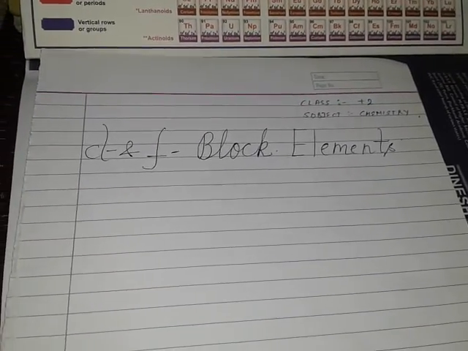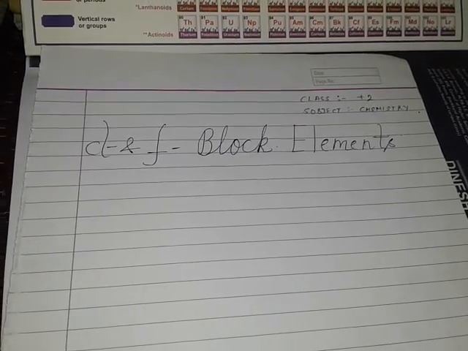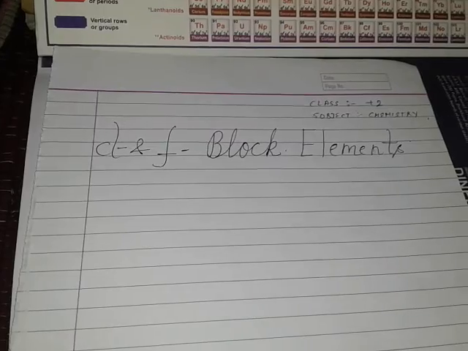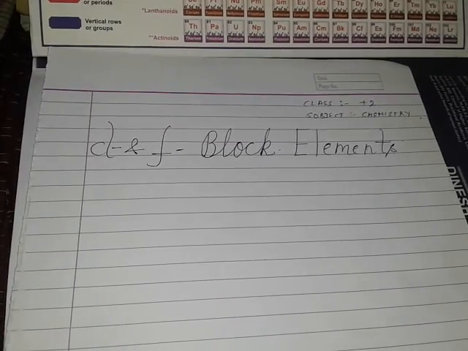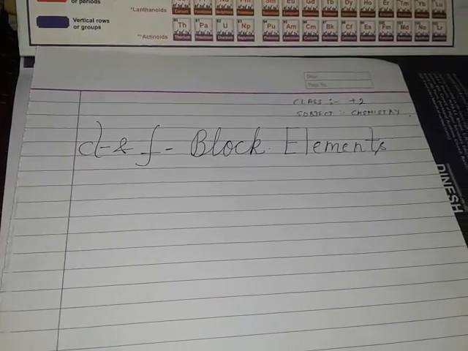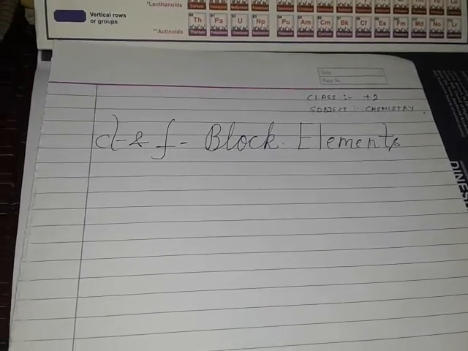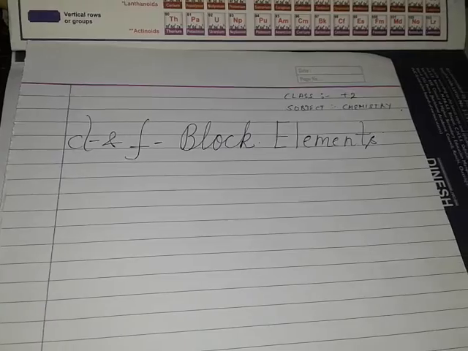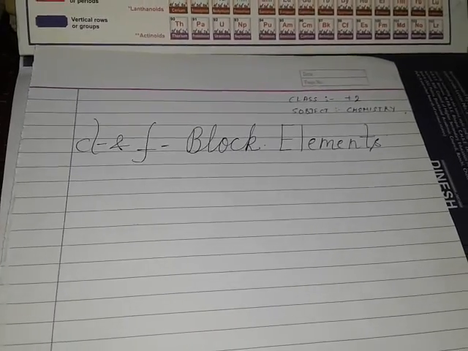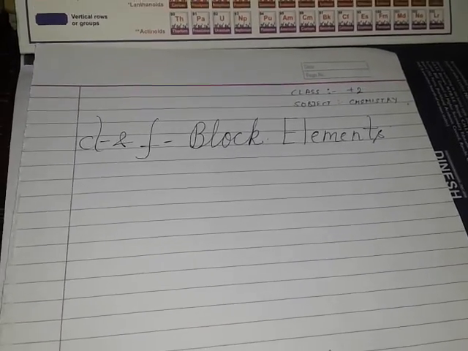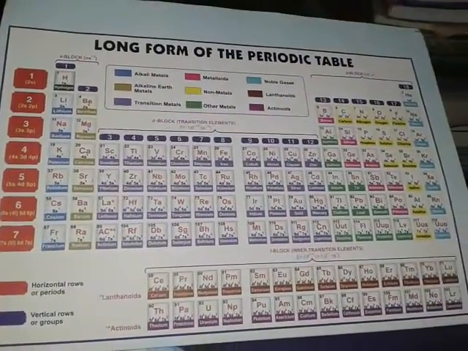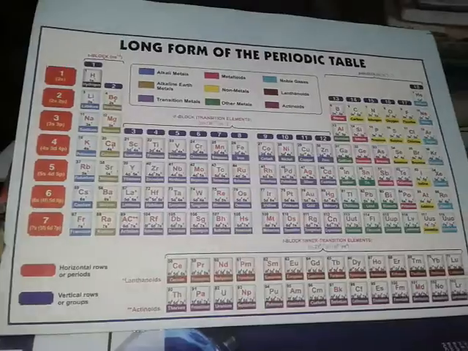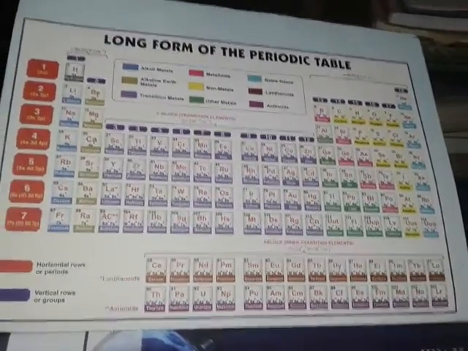This chapter is very important and it is a part of plus 2 chemistry. S and some portion of P block we have covered in plus 1, and the rest of the P block we covered in our previous classes. So now we're going to switch to our D and F block elements. Before starting with this chapter, let us reflect on the long form of the periodic table.